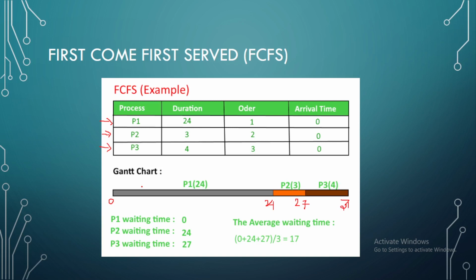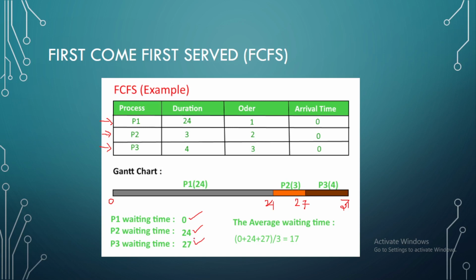Now we have to find the waiting time of each process. Here the arrival time is 0. Process 1 starts its execution at the 0th second, so 0 minus 0, 0. Then P2's waiting time is 24, because P2 starts its execution after the completion of P1. And then P3 executes after P1 and P2, so P1 plus P2 is 27. So this is the waiting time of P1, P2 and P3.